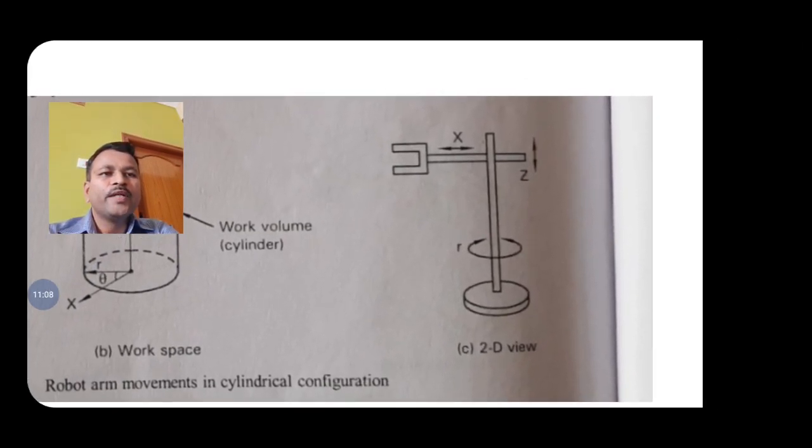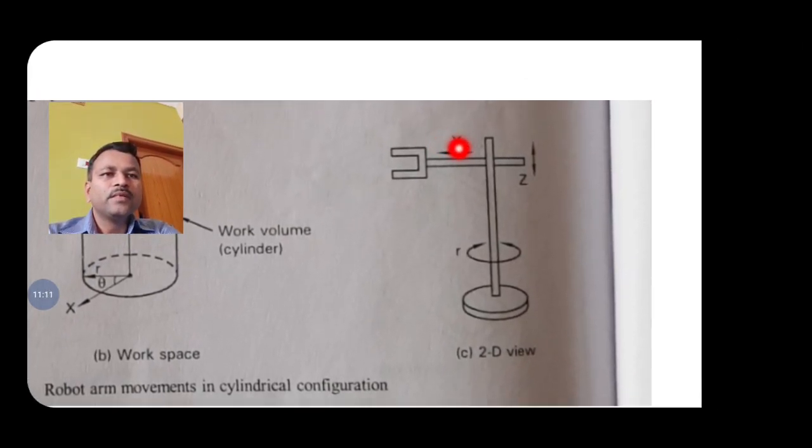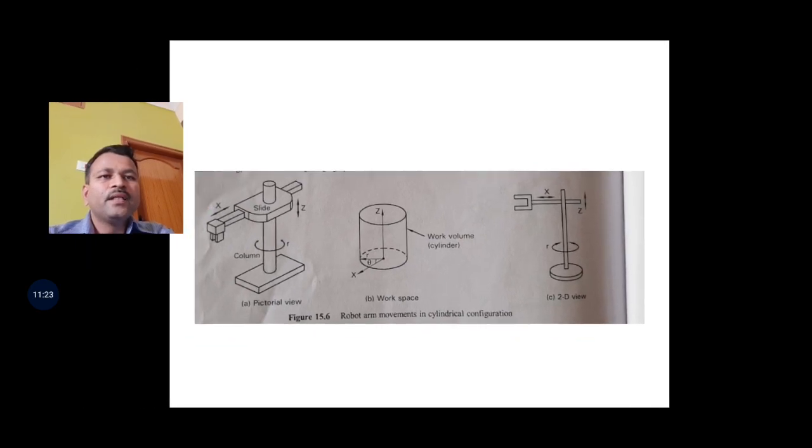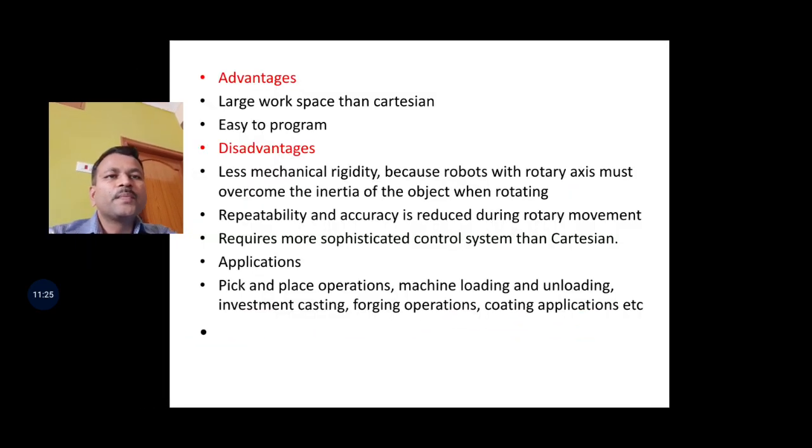So this is the 2D view. X direction forward and backward and Z up and down motion, and this column can rotate like this so that you can achieve the cylindrical motion. Coming to the advantages, a large workspace than Cartesian. Previously limited workspace, but here you get a large workspace than the Cartesian configuration. Easy to program. So that is the advantage.